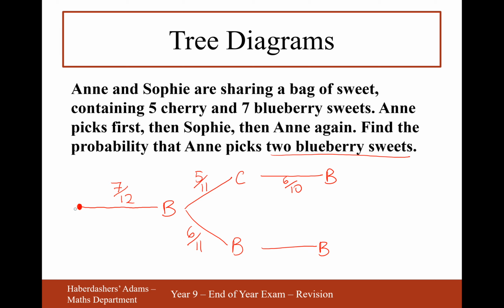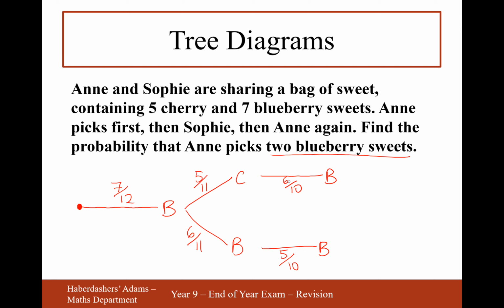Let's go down to this probability down the bottom here. Anne's picked a blueberry, then Sophie's picked a blueberry, and now we want the probability of Anne picking a blueberry again, so we're down to 5 blueberry sweets out of a total of 10, because we've already picked 2 out of the bag, 2 that are blueberry. So what we need to do now is work out the combined probability: blueberry for Anne, cherry for Sophie, then blueberry for Anne, and blueberry for Anne, blueberry for Sophie, then blueberry for Anne again. So it's going to be multiplying 3 probabilities along the branches here.